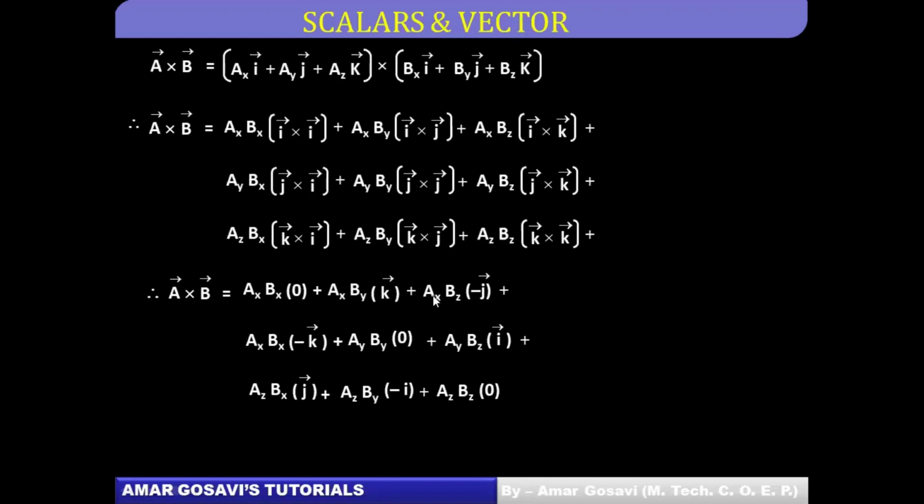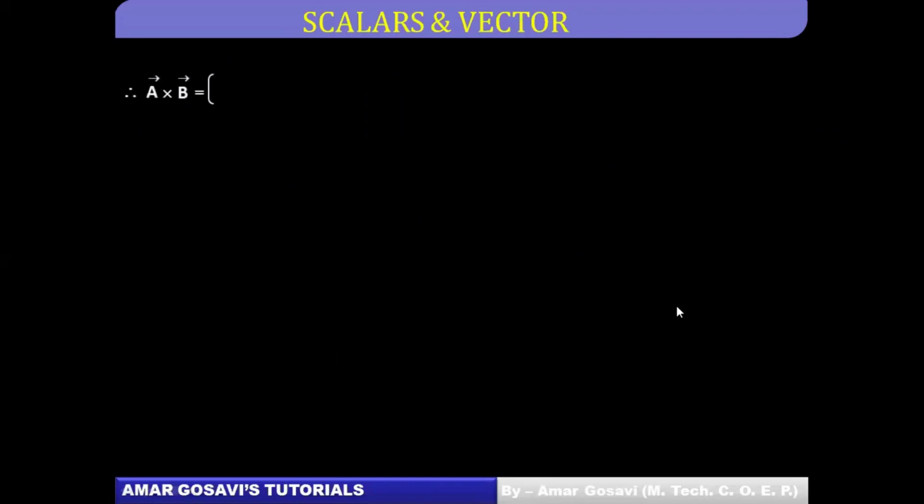Similarly, you can take J cap common and see what coefficients remain. So ultimately, when we simplify this, if you take I cap common, you get AY BZ minus AZ BY. If you take J cap common, then you get this term AZ BX minus AX BZ in bracket. You take K cap common, you get AX BY minus AY BX.